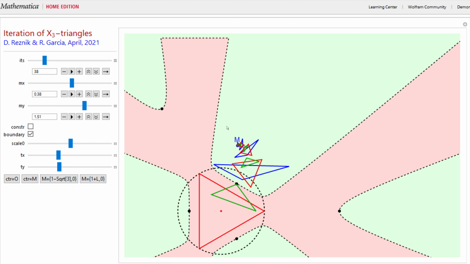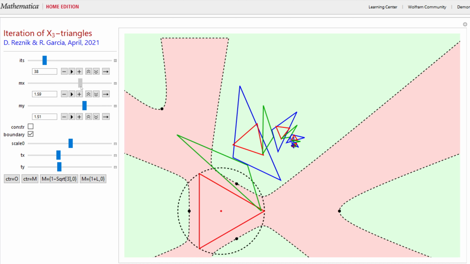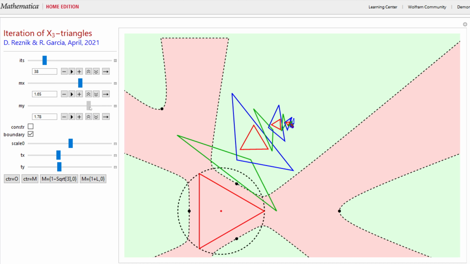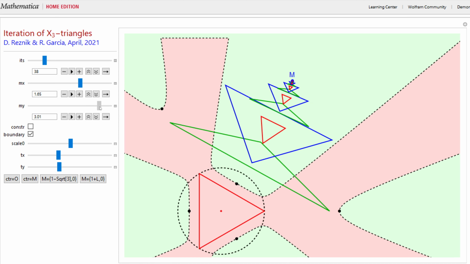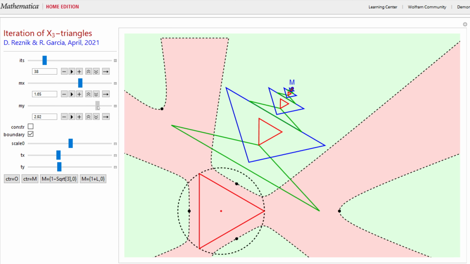So if M is on one side of the axis of symmetry in the green region, you twist to the left, and if it's on the other side, by symmetry, you're going to see here that I'm going to twist to the right. Now if I move M up a bit like that, so if I'm right on the axis of symmetry, for example, approximately here, I don't have any twisting, any chirality to this sequence. I just have a sequence that converges to M.